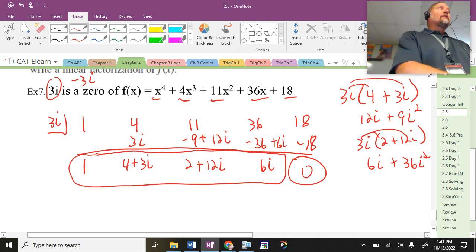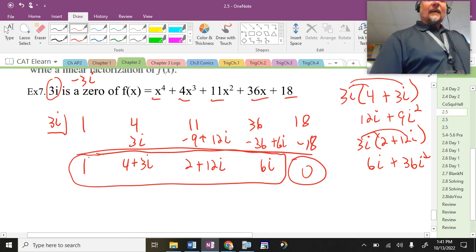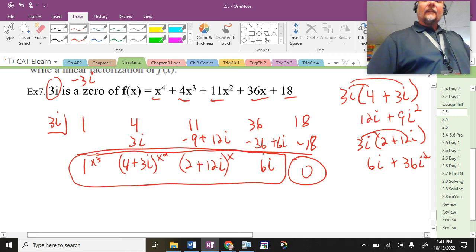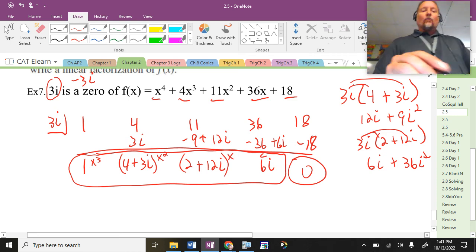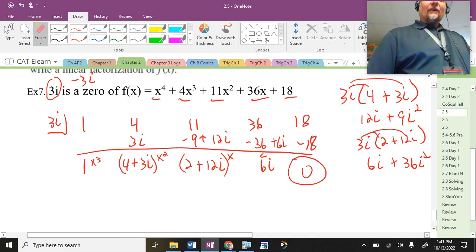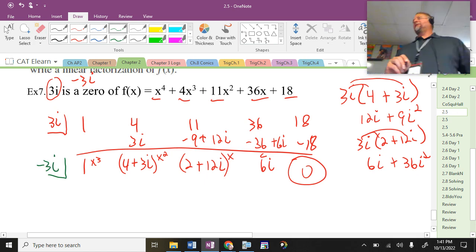A depressed polynomial. This is actually 1x cubed now. This is the term for x squared. This is the term for the x, and then this is what I call the constant, what everyone calls the constant. So what do we got to do? Well, those are imaginary coefficients. That's because I told you if 3i is a 0, then negative 3i must be a 0. Watch how easy this is.